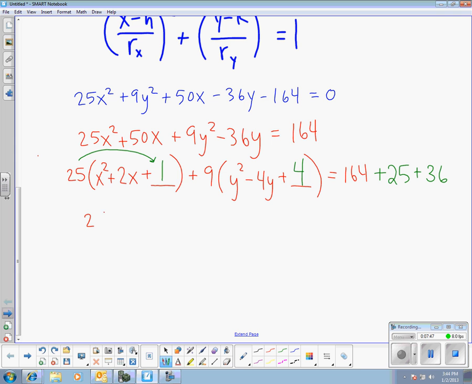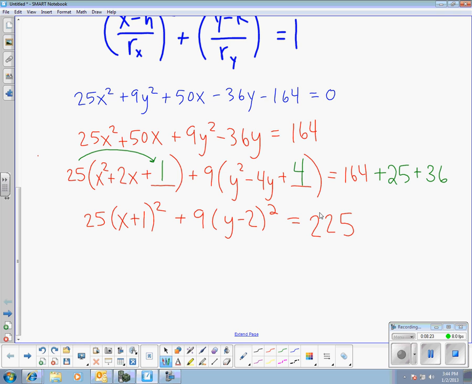All right, so now I'm getting pretty close to being able to write it into the proper form. My completed square is x plus 1 quantity squared, and my y clump is y minus 2 quantity squared. That's why I put the 1 and the 4 in there, so I could write it as a completed square. And then 164 and 25 and 36 adds up to 225. All right, nice, convenient numbers still. A lot of perfect squares, I see.